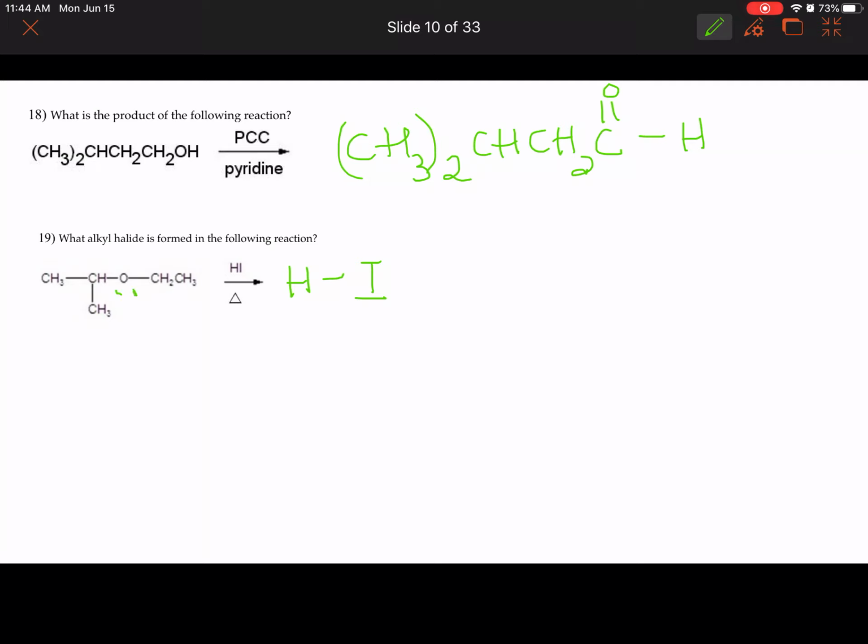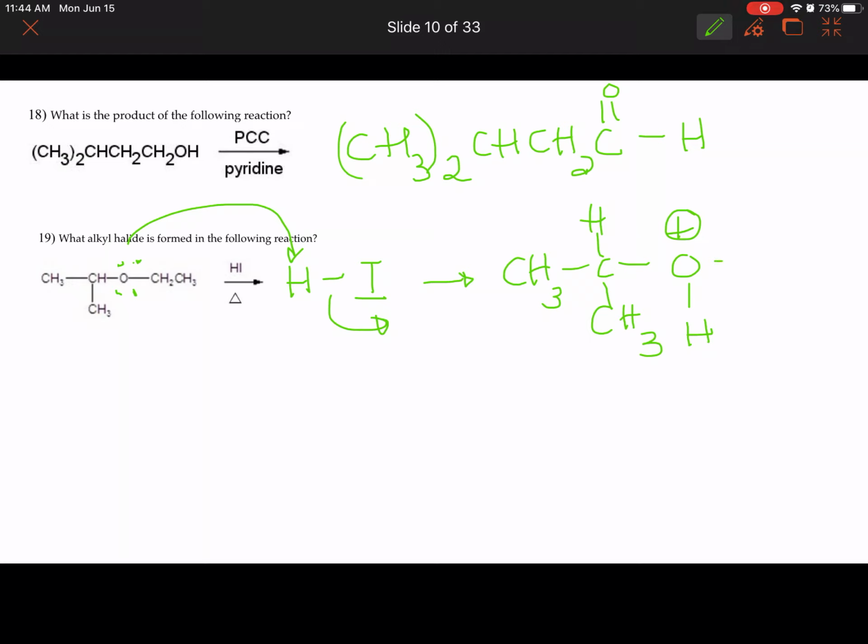Now this oxygen loves to be protonated. So in the presence of an acid, this guy goes and grabs this hydrogen and leaves I minus. So then this would become CH3, CH, CH3. Oxygen will become protonated, and then we have CH2, CH3. Now we left I minus. I'm going to put it over here, carrying its 8 electrons, 4 lone pairs. Now what's going to happen next? Now the ether is going to cleave.